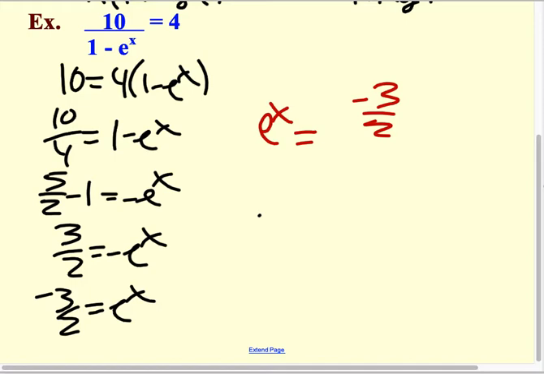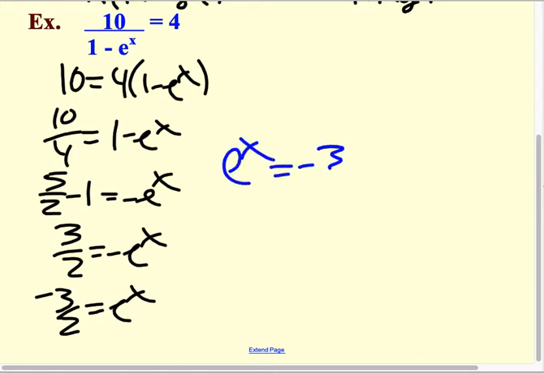Now, if you guys can get yourself to this spot, does it occur to you that's done? No solution. Because you can't raise any base to an exponent and produce a positive result.